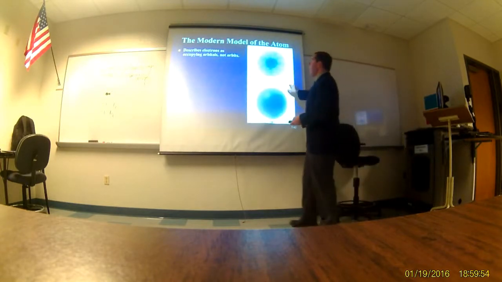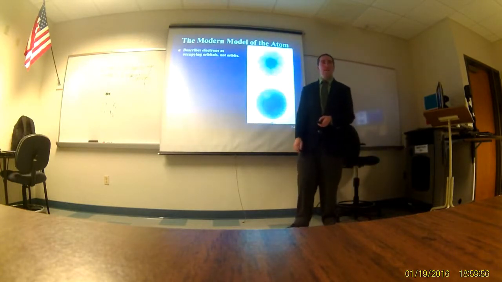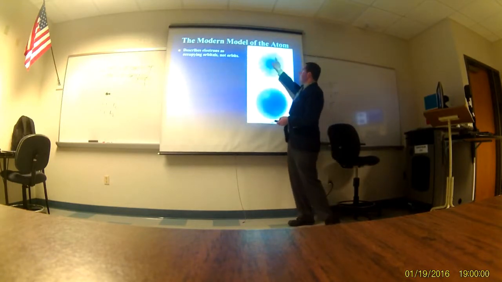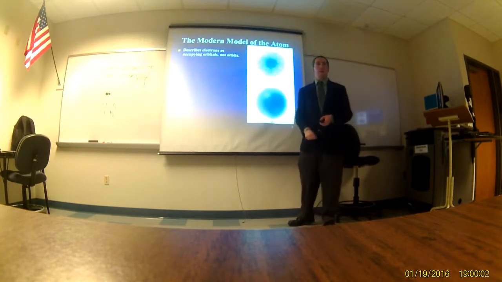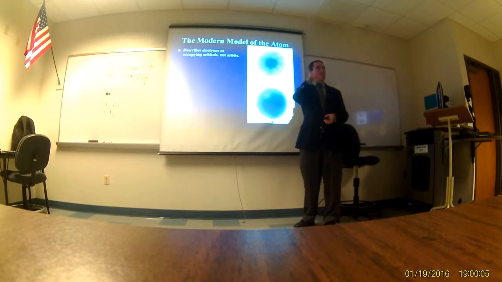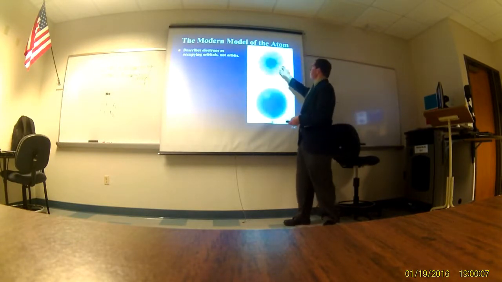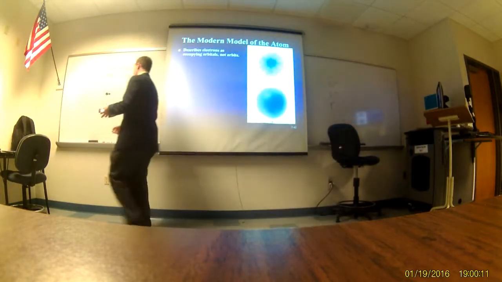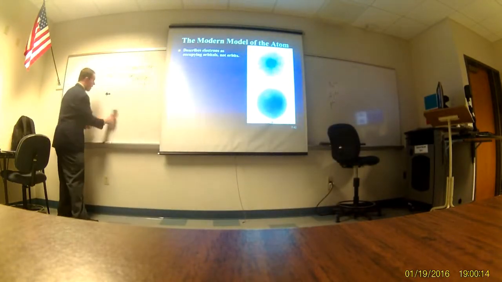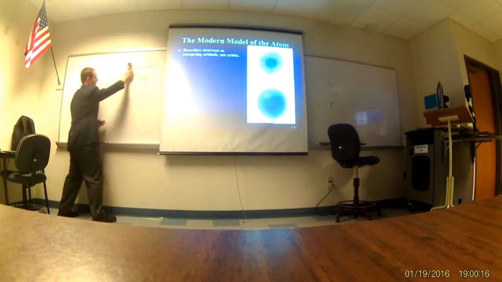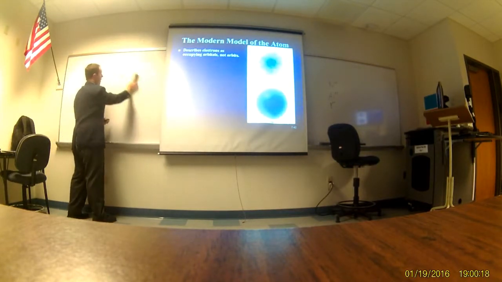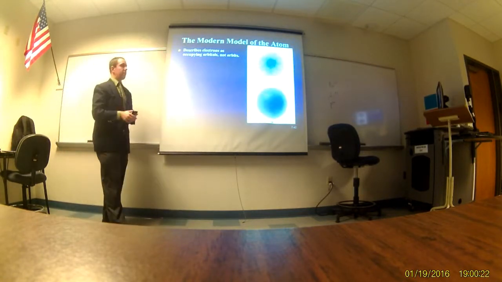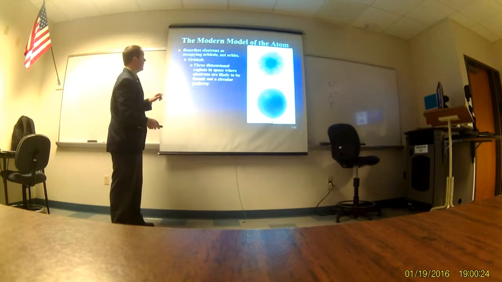This is the modern model of an atom. These are electron clouds. Their electrons are flying around randomly, not just in circular patterns. What you get is a mathematical model that predicts where an electron should be, but it's never going to tell you where it is. And that's not something we're going to have to predict in this class. That's an entirely different class.